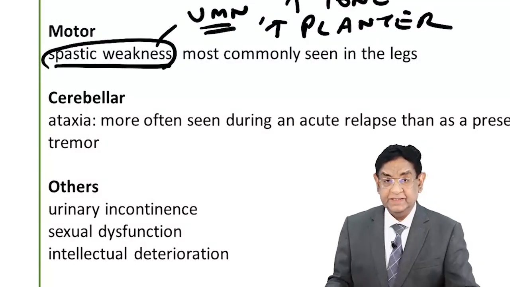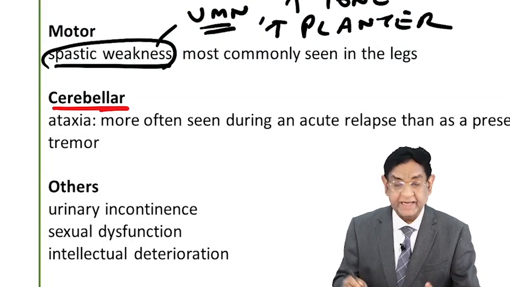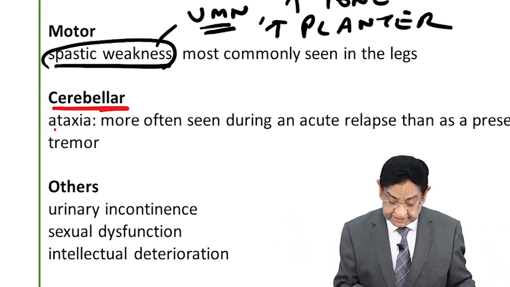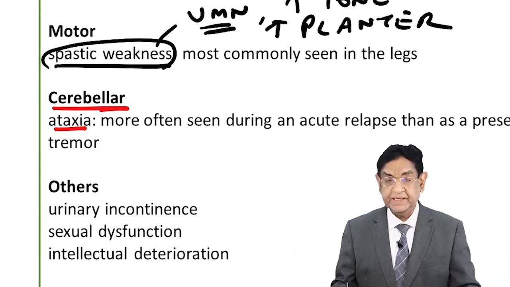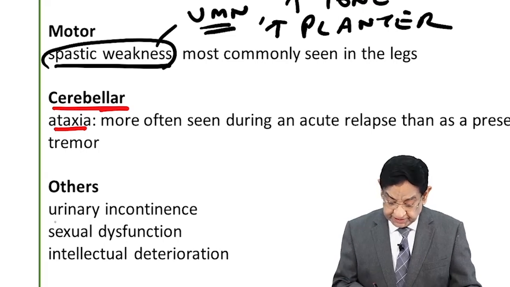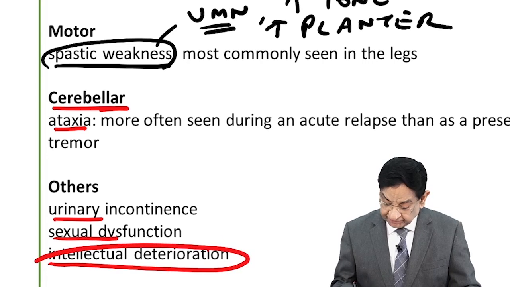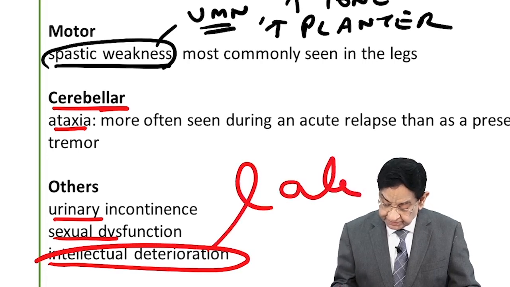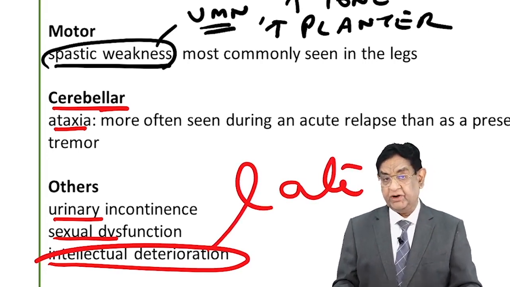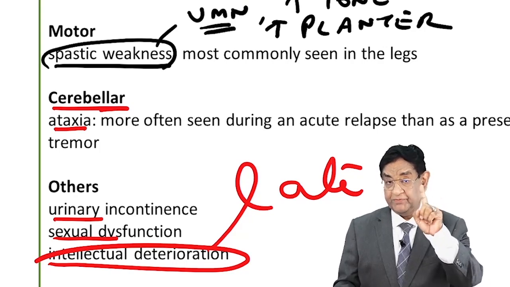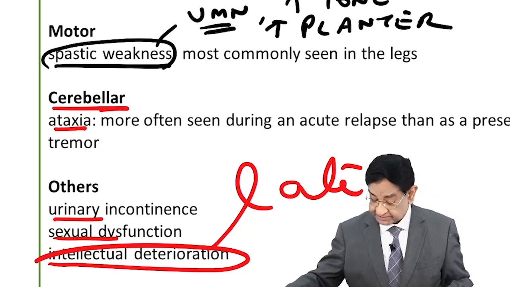Well, there may be involvement of the cerebellum. Anything can be involved that can lead to ataxia. In addition to that, urinary incontinence, sexual dysfunction and intellectual deterioration. It's a late feature, a very late feature. It's not an early feature, point to be noted. Very late feature. After many years, it can develop.